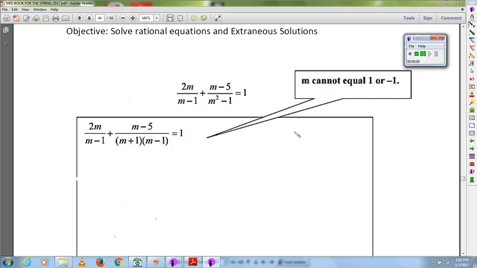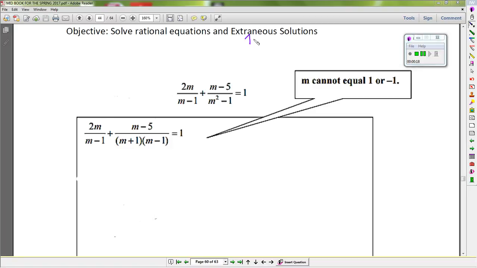In this video, our objective is to solve rational equations and check to see if we have an extraneous solution. And again, what is an extraneous solution? It is not a valid solution to the original equation.